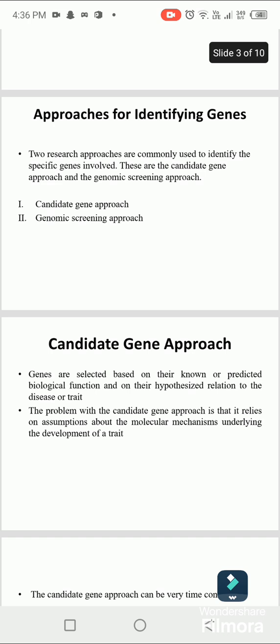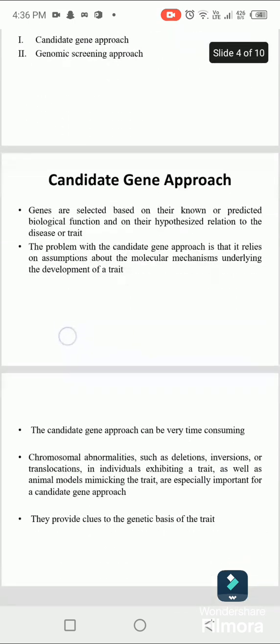Approaches for identifying genes. Two research approaches are commonly used to identify the specific genes involved. These are the candidate gene approach and the genomic screening approach.